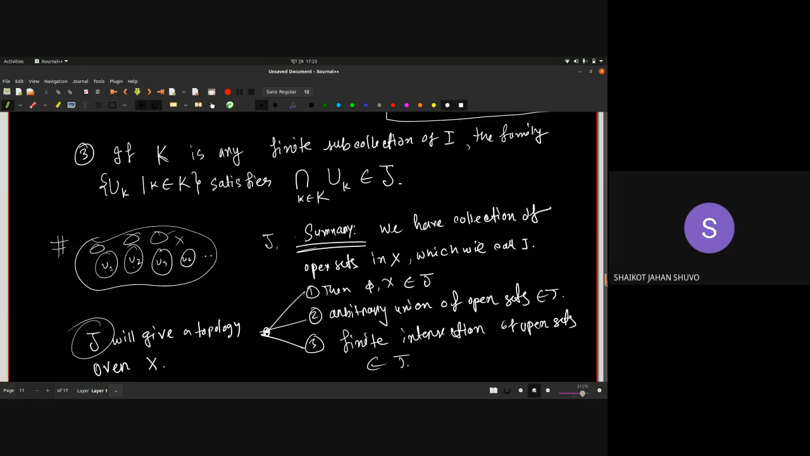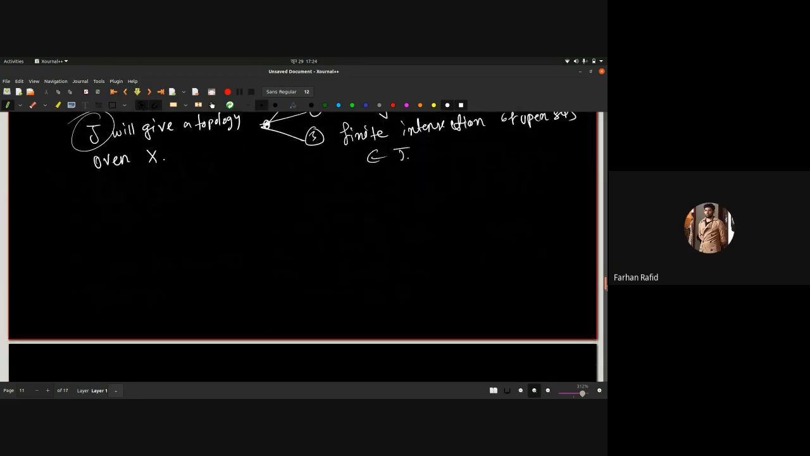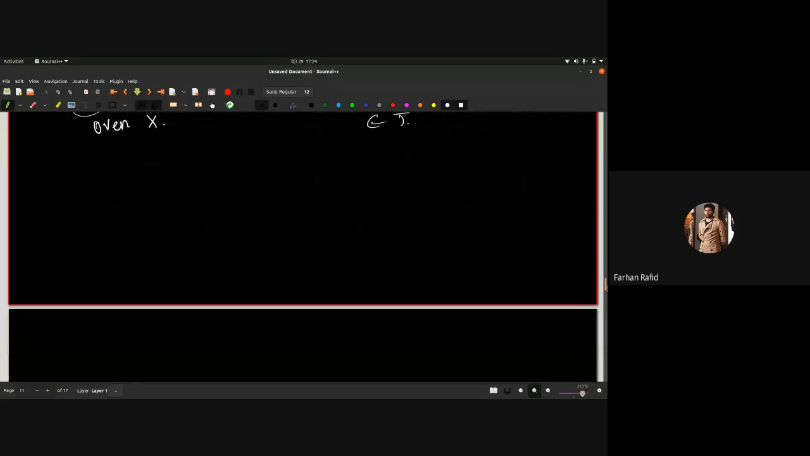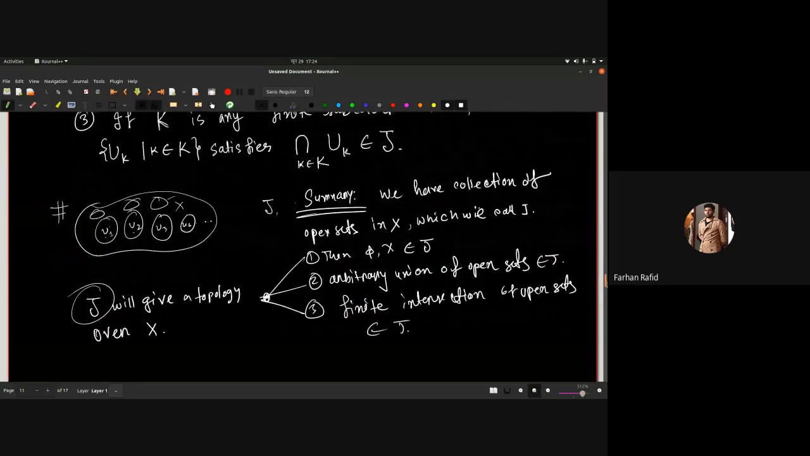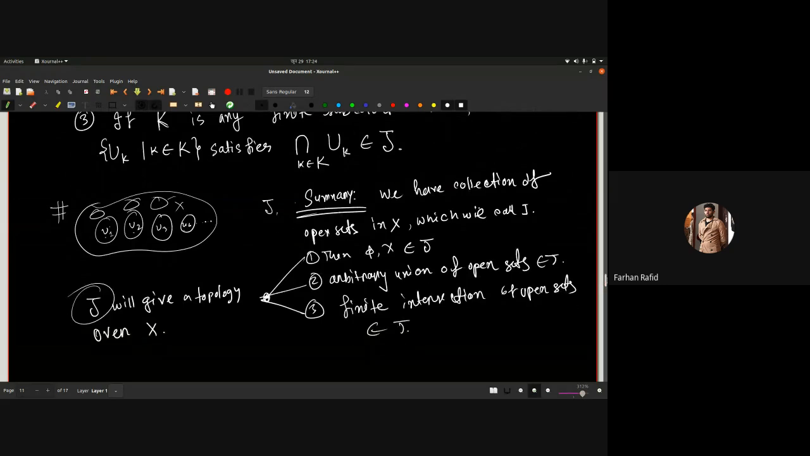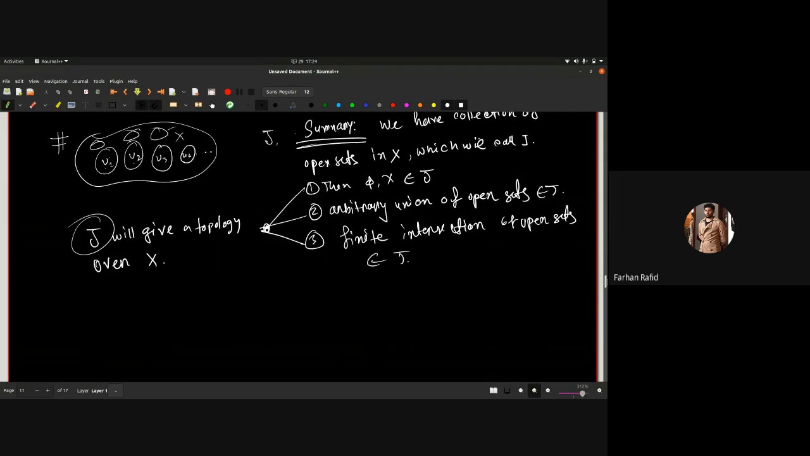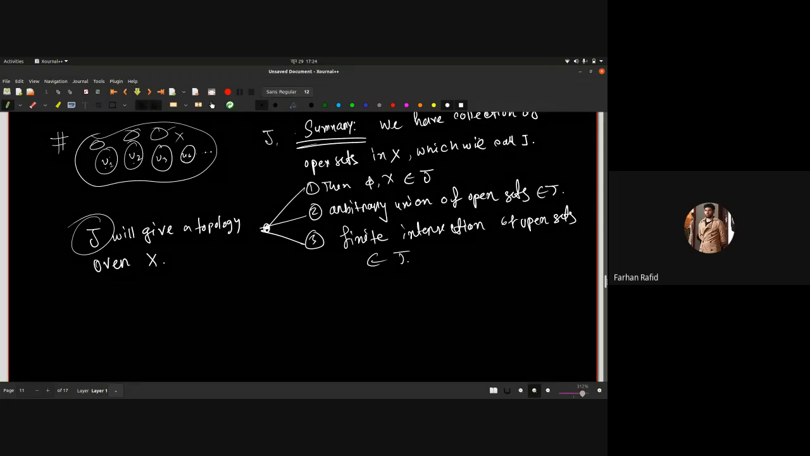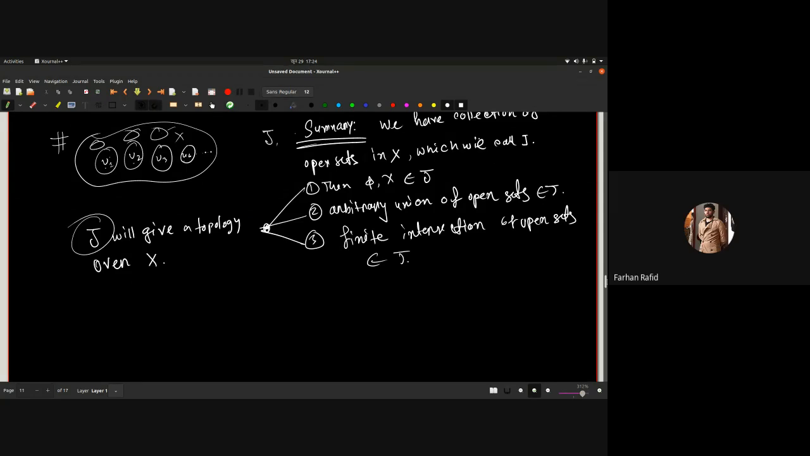Okay, so Sir, I have a question. Yes, the tau is the collection of an arbitrary collection of sets whose arbitrary union is also inside the set, and finite intersection is also inside the set tau. And X itself and the empty set are in tau.